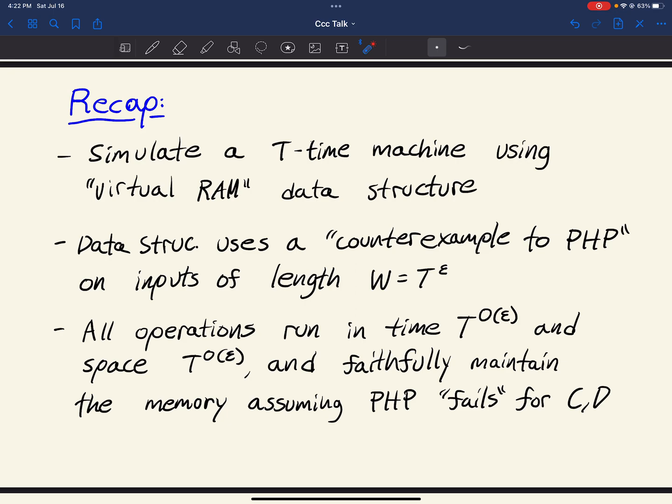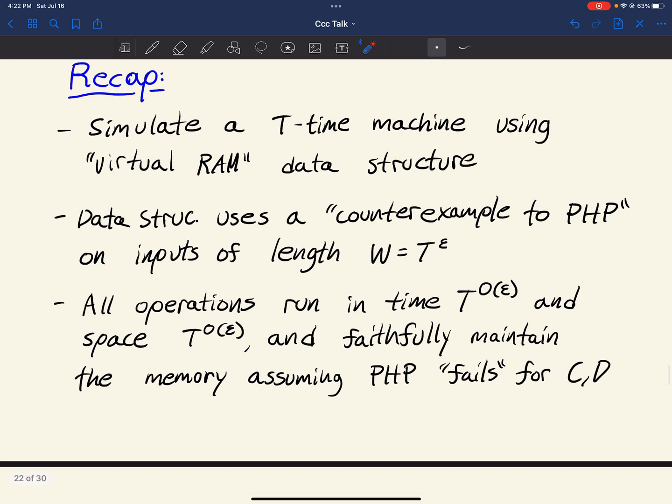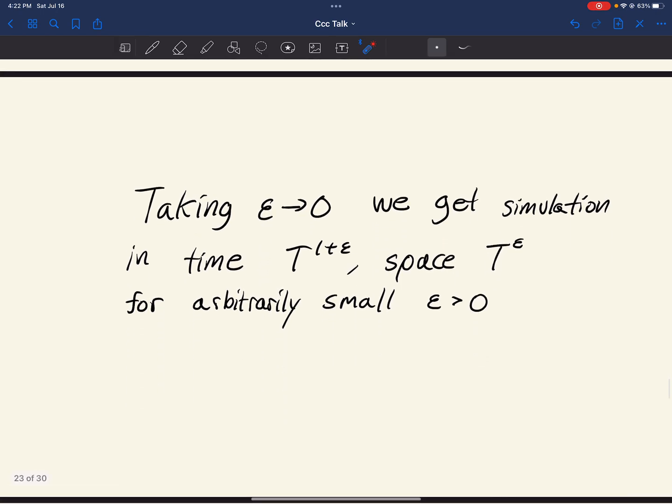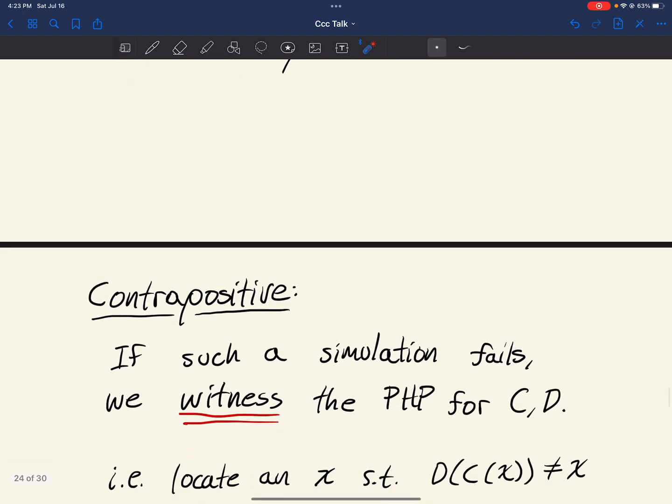So what I mean is anyone who could spot a failure of this low space simulation could, from that failure, find a witness to the Pigeonhole principle for C and D. So if we assume that no efficient algorithm can witness the Pigeonhole principle, then the simulation must work and we faithfully maintain the state of the memory at all steps. So taking epsilon to 0 in this construction, all of the bounds before were of the form t to the O of epsilon, t to the 1 plus O of epsilon, but as we take epsilon down to 0, we just can eliminate the O for arbitrarily small epsilon.